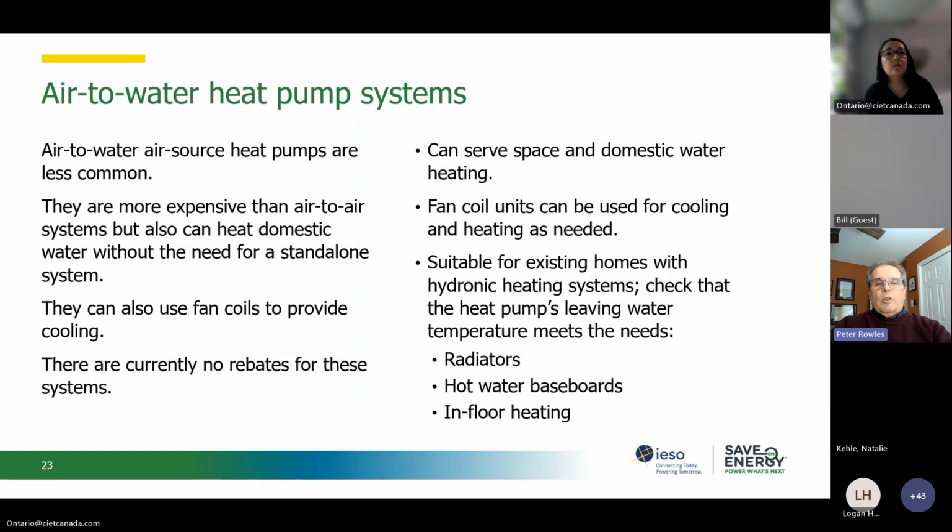They're suitable for existing homes with hydronic heating, but you need to check that the heat pump's leaving water temperature meets the needs of things like radiators, hot water baseboards, and in-floor heating. My experience here is that, depending on the situation, you can adapt it, but you might need a mini ducted system to supplement any of the baseboard or existing radiator or in-floor heating systems.